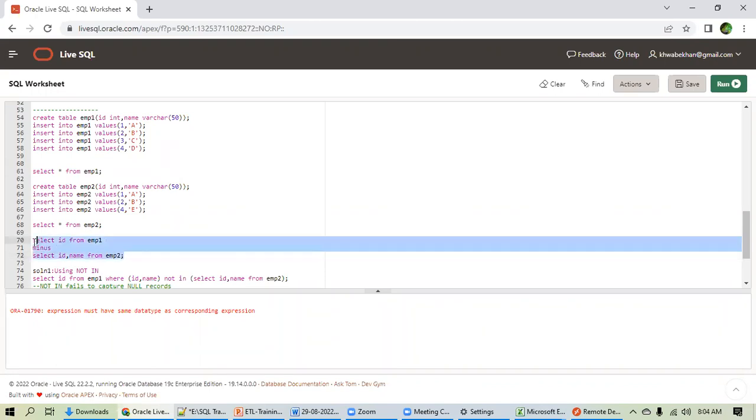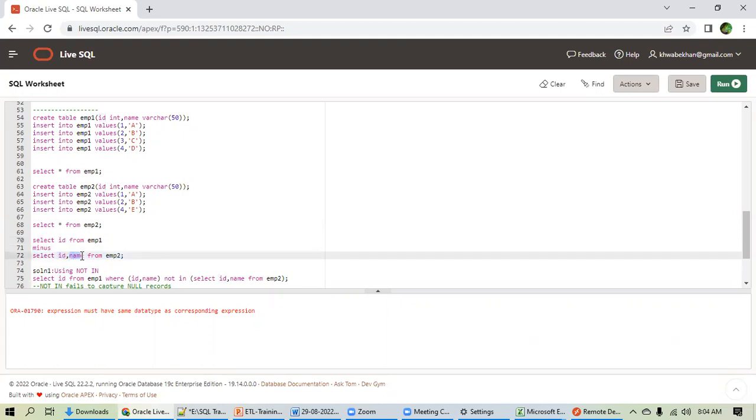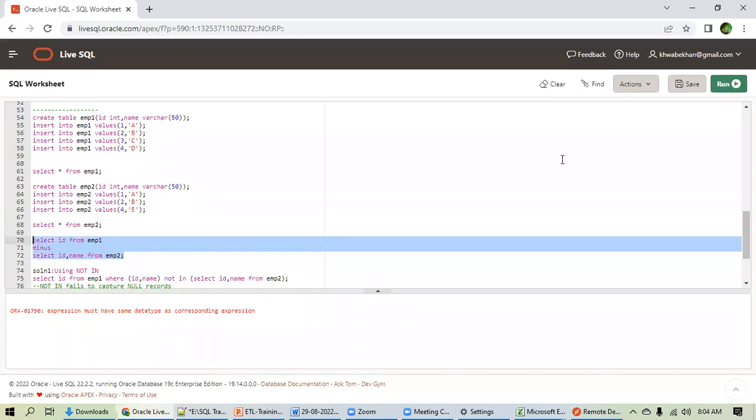What about this query? Error. Why? The number of columns is different. In line number 70, how many columns do you have? 1 column. In line number 72, how many columns? 2 columns. So here it will compare ID with this ID, but name, with which column should it compare? Do you have any placeholder in line number 70? No. So this will throw an error message: query block has incorrect number of columns. Okay, I'm done with minus.